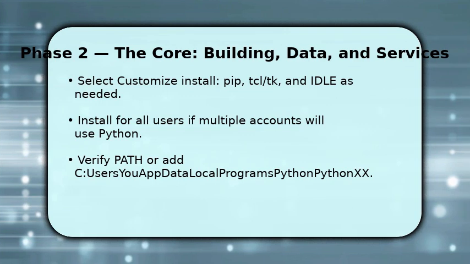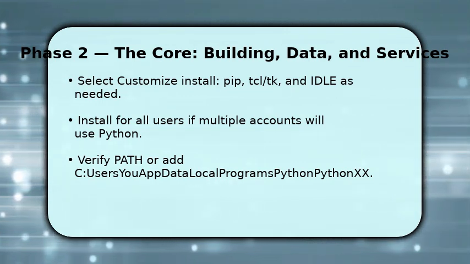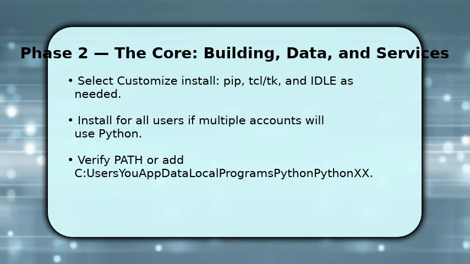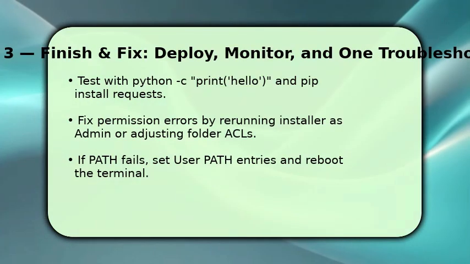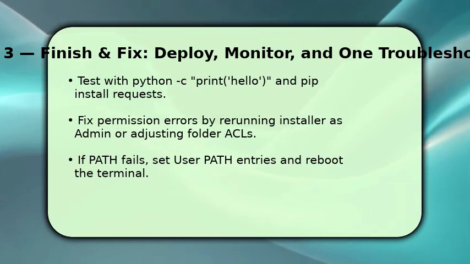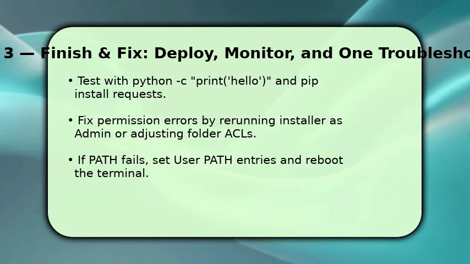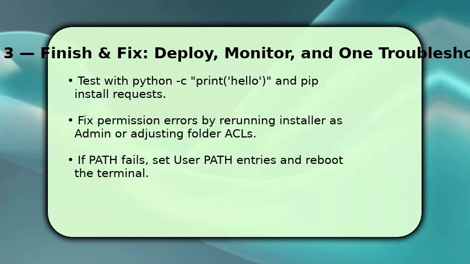After installation finishes, open PowerShell and run python --version and pip --version to confirm. If commands fail, add the installed Python and Scripts folder to PATH manually, and then restart the shell. To finalize, test the setup by running python -c "print('hello')" and installing a package like requests with pip install requests. This verifies both interpreter and package manager.